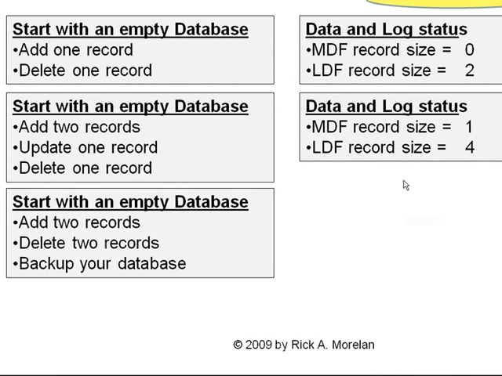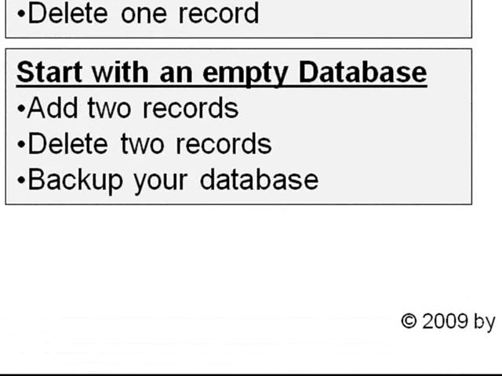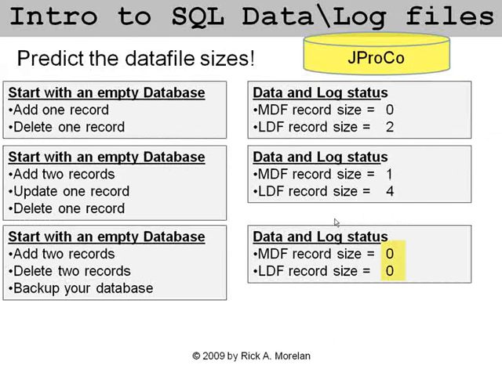Okay, so you add 2 records, delete 2 records, and then back up your database. That means you have no data, and since there has been no changes since the last backup, you've got no records in your log file.